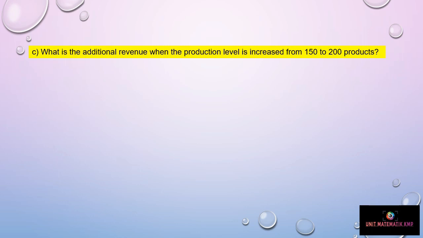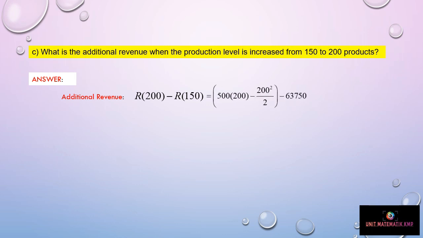C. What is the additional revenue when the production level is increased from 150 to 200 products? So first, we need to find R(200) minus R(150). Then substitute 200 and 150 into the revenue function we get from the previous questions. So the answer is RM 16,250.